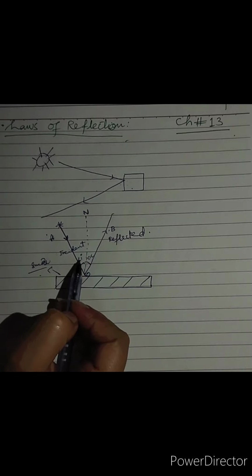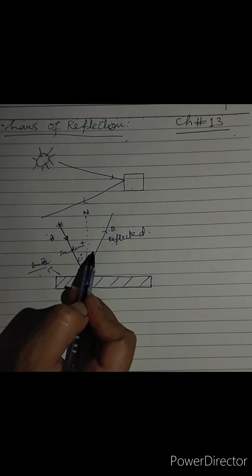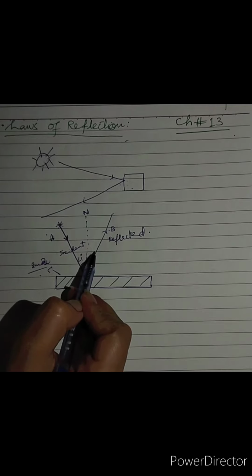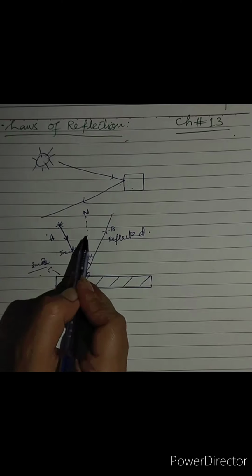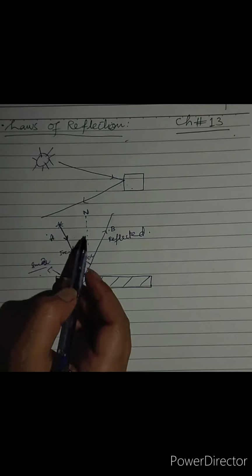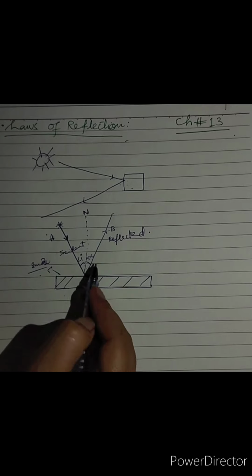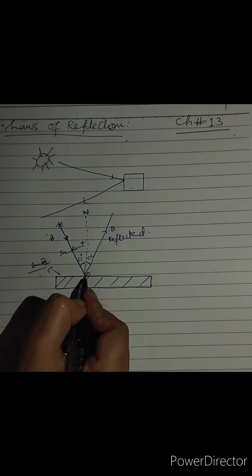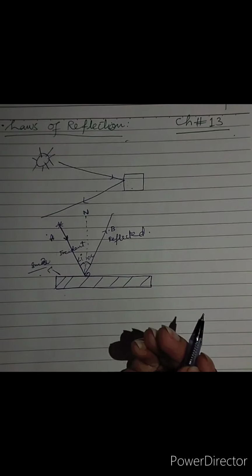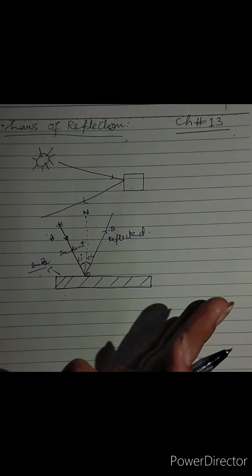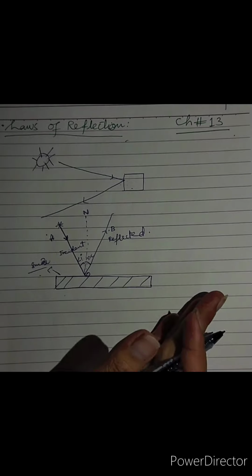The angle of incidence, angle I, and angle of reflection, angle R, are the angles, and a perpendicular is drawn to the point of incidence. This is called O. So these angles are basically found to be the same in magnitude. The scientists found them to be the same in magnitude.